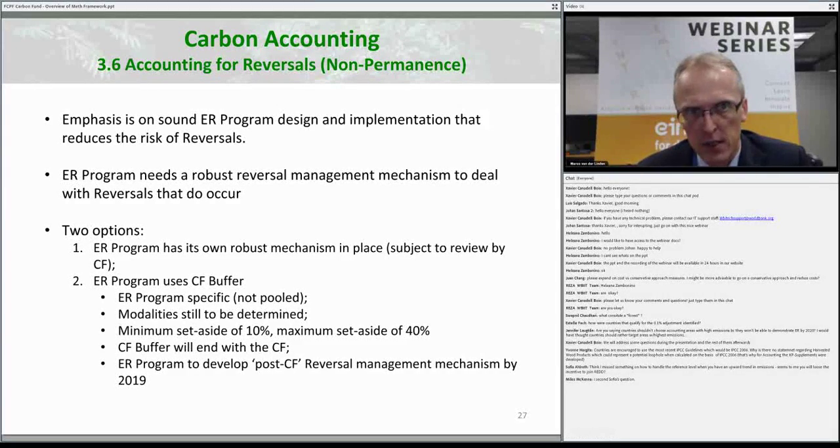And this buffer will be managed by the carbon fund. It's going to be ER program specific. The exact modalities and procedures for it are still to be determined. But what has been decided is that the minimum set aside will be 10%, while the maximum set aside is 40%. Since the carbon fund is scheduled to end in 2020, the carbon fund buffer will also end with the carbon fund in 2020. That means that the methodological framework also requires that if you use the carbon fund buffer, you need to develop a post-carbon fund buffer reversal management mechanism by 2019.